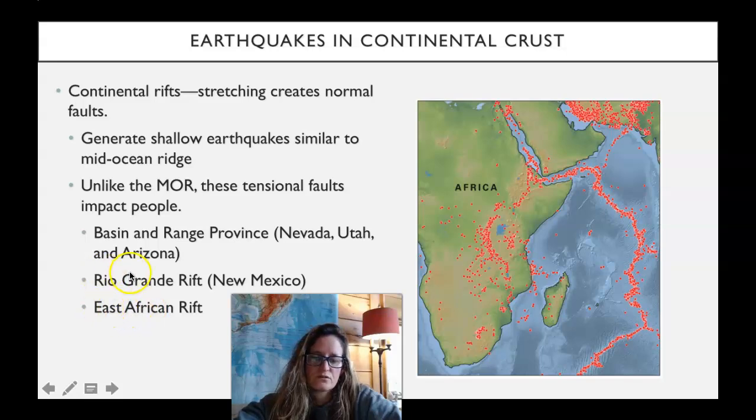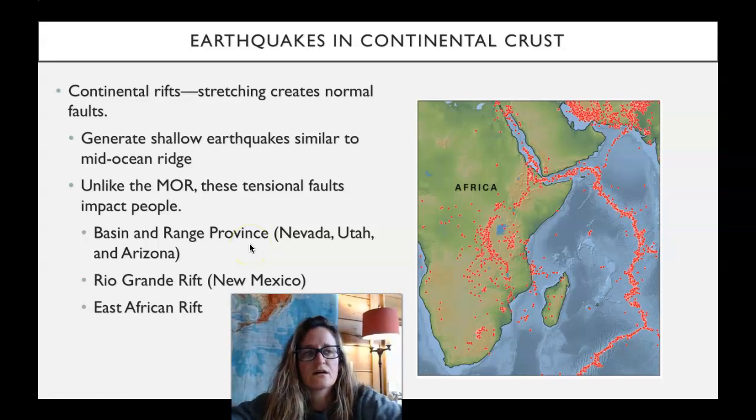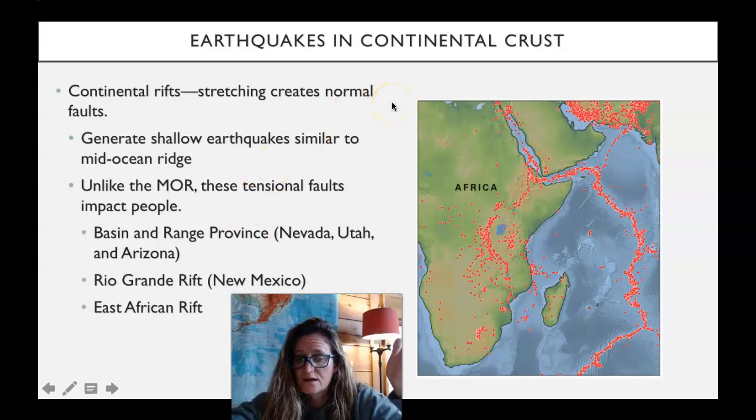There's also the Rio Grande Rift in New Mexico, not nearly as active, but an area where there are earthquakes. And then the Basin and Range, we looked at Utah earlier. The Basin and Range around the Great Salt Lake has lots of little earthquakes. In fact, just recently in the late or early spring of 2020, there was an earthquake around Salt Lake City.